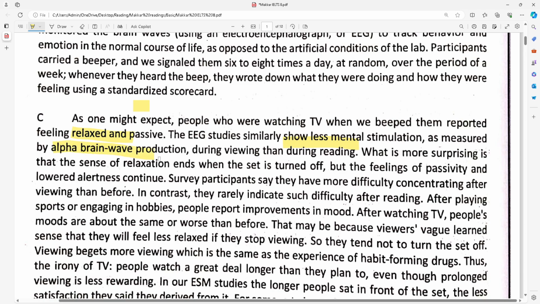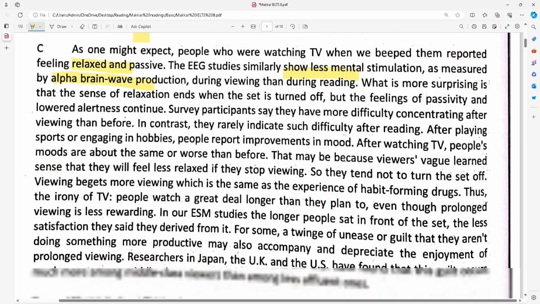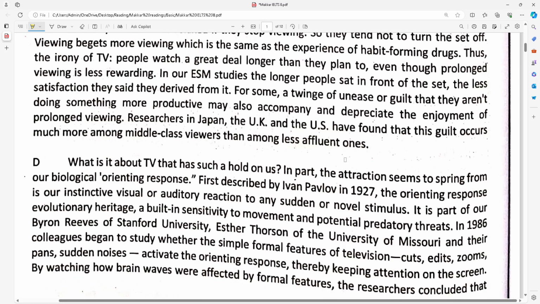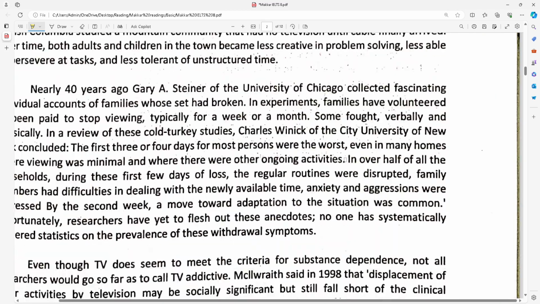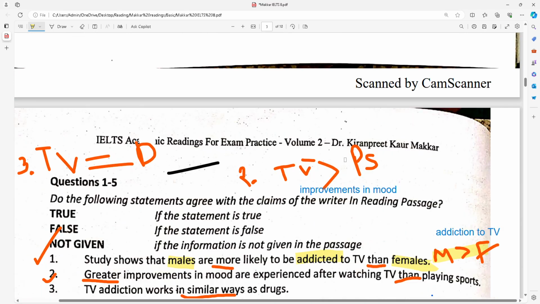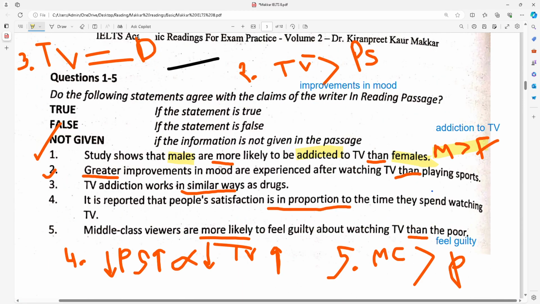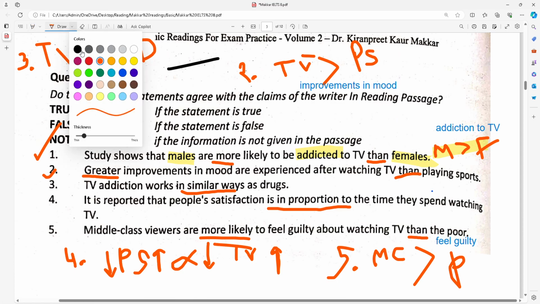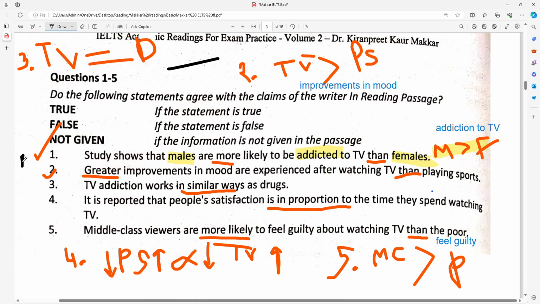What is more surprising, now they are not talking so far about males and females. So we are going to keep this answer not given. After reading 3 consecutive paragraphs, if we find no answer and it is the start of the section, we're going to consider it not given, because they are not talking about males and females and there is no comparison given.